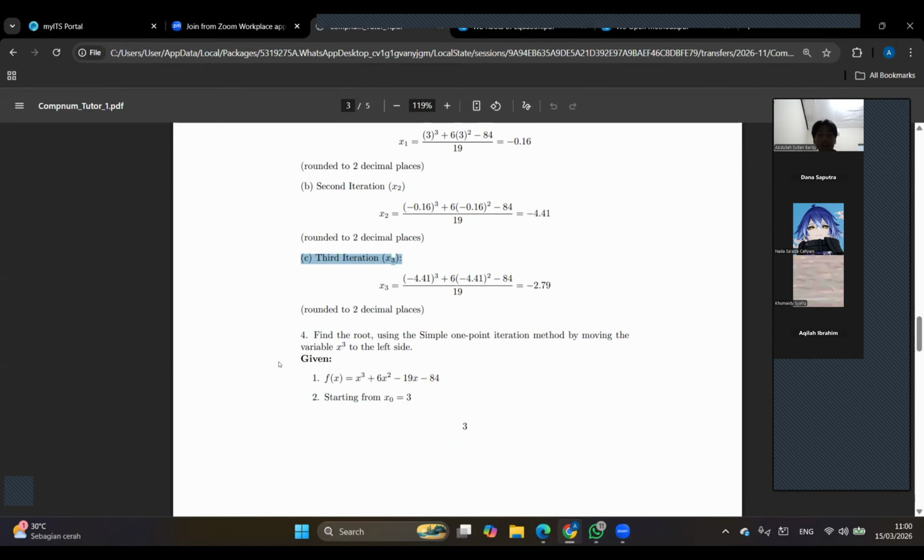Okay. Now, for the next question, it's basically the same, using fixed point iteration. And the function is also the same, f(x) equals x cubed plus 6x squared minus 19x minus 84.